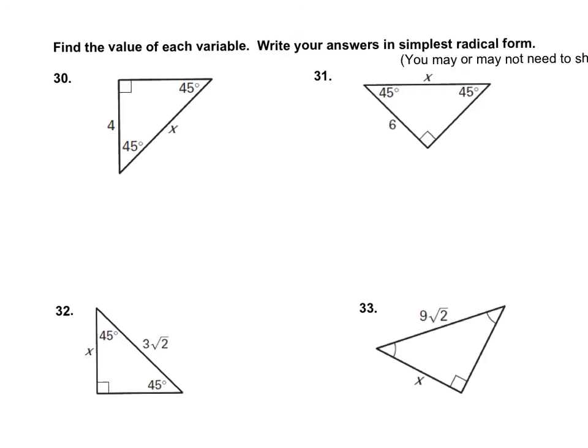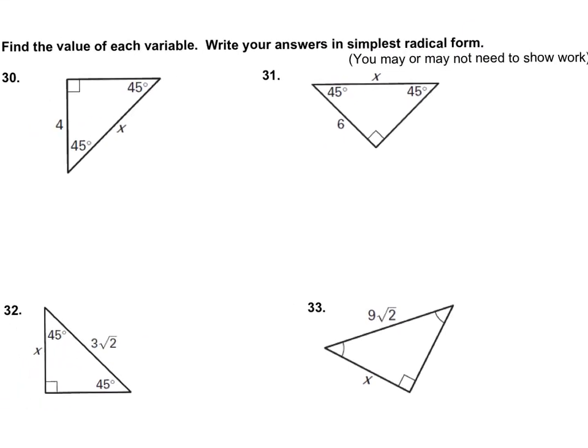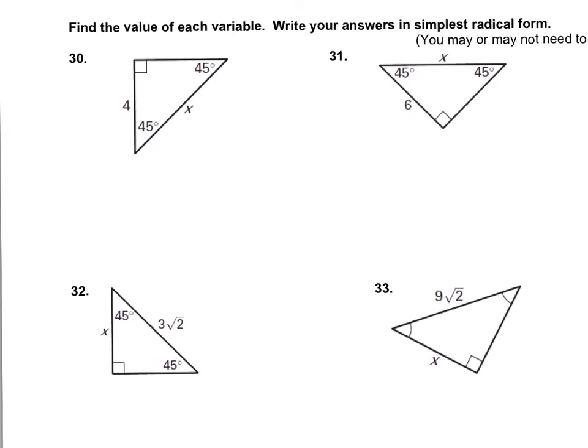Alright, the last thing that we learned in Chapter 7, right before winter break, was about special right triangles, specifically 45, 45, 90 right triangles and 30, 60, 90 right triangles. And what we learned are some shortcuts and some things to help us solve. So here the directions say, find the value of the variable, write your answers in simplest radical form, and interestingly it says you may or may not need to show work. So you don't have to show work with these. In fact, on some of them, we might not.